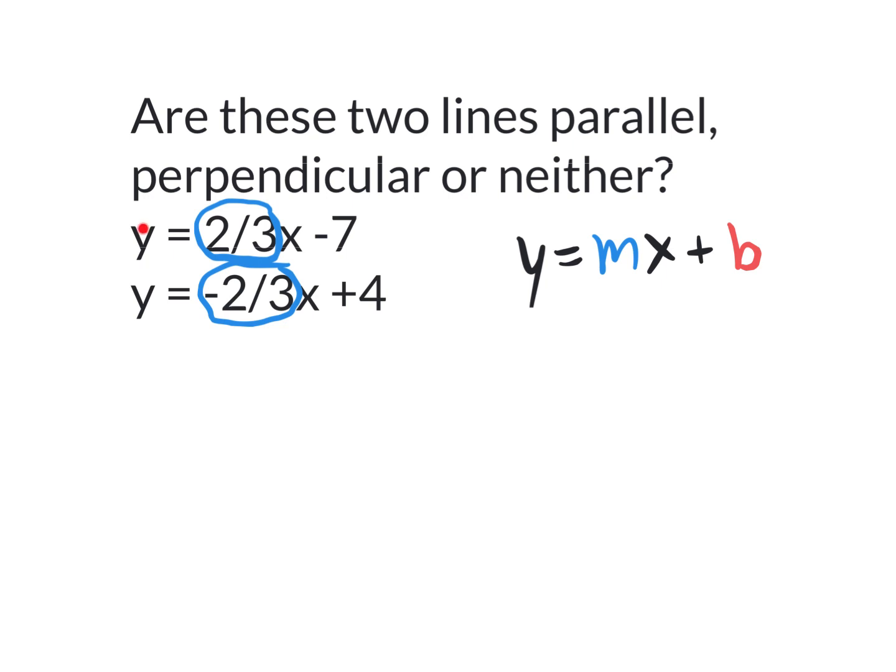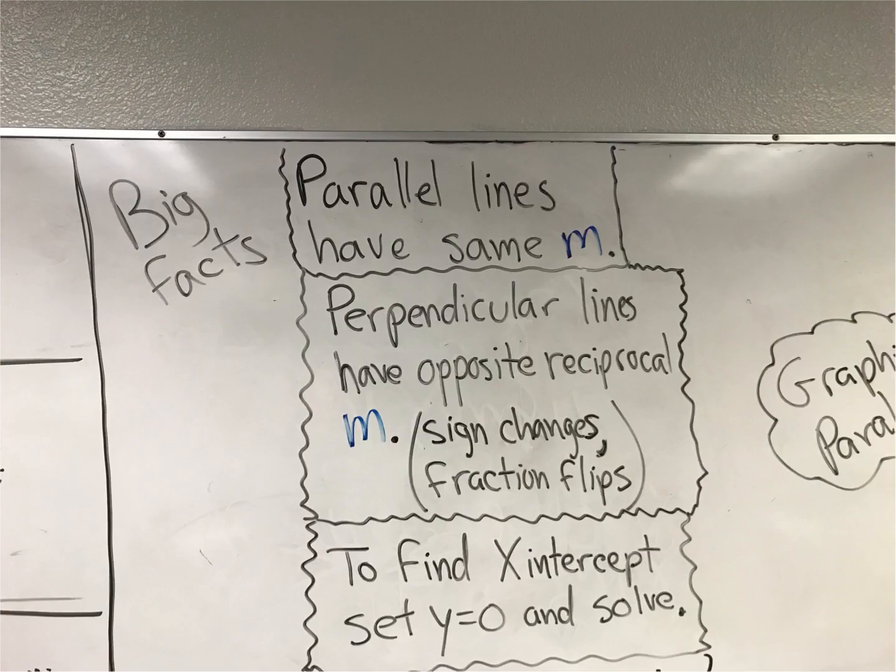So because you have them in y equals mx plus b, y equals mx plus b, you could compare those m's, and the m's are not the same, so they can't be parallel. Parallel lines have the same exact slope, and these are not exactly the same. Perpendicular lines have opposite reciprocal slopes. Actually, let me do this. This is straight from our board. Parallel lines have the same slope. Perpendicular lines have opposite reciprocal slope values.